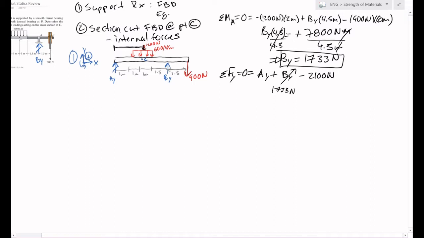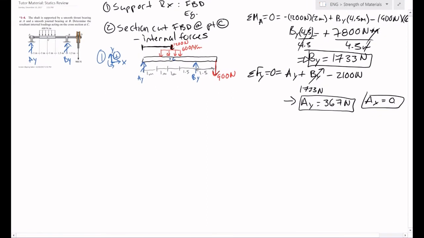Bring that to the other side, or first actually subtract 2,100 from that. 1,733, and then bring it to the other side, and then we'll get A sub Y, just 367 newtons. Like we said, AX is equal to 0 because we have no forces in that direction besides that support.